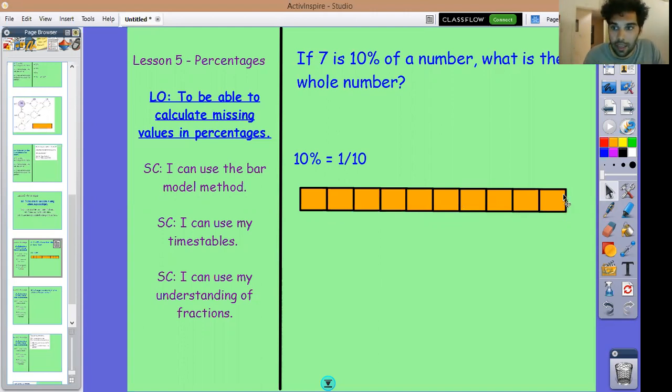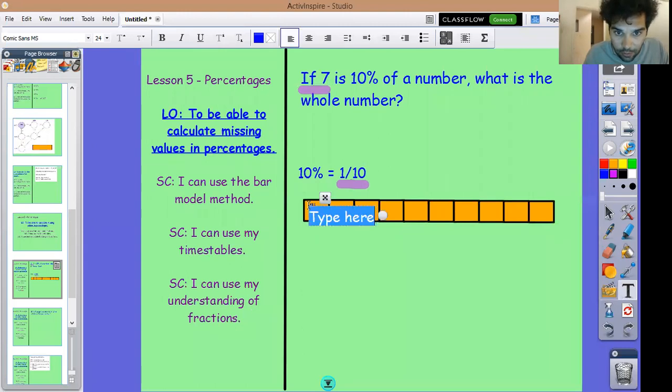So in my question, I've got if 7 is 10% of a number, 10% is the same as 1/10. So one of these boxes equals 7. So I'm just going to write the 7 here. Okay, so that I know is 10%. Just draw a nice little arrow there.